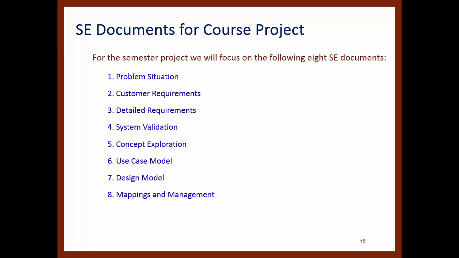Okay, so these are the 8 documents that you have to prepare as part of your final report. The first one is the problem situation. Second one, customer requirements. Third one, detail requirements. Number 4, system validation. Number 5, concept exploration. 6, use case model. 7, design model. And finally, 8, mappings and management.